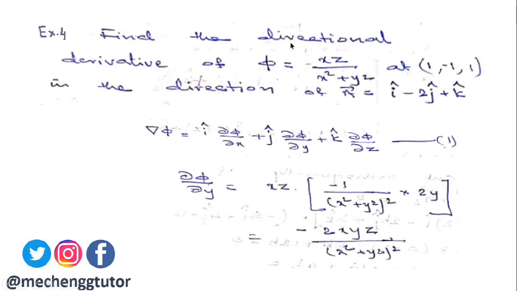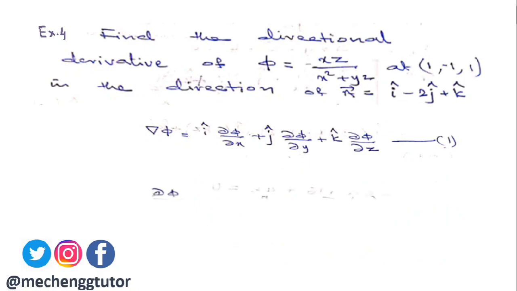So ∂φ/∂y is xz, which is constant, keep it as it is. Then into the reciprocal function, that means 1 upon x square plus y square. Its derivative will be minus 1 upon (x square plus y square) the whole square into the derivative of the inside quantity with respect to y only, that is 2y. So finally it will be minus 2xyz upon (x square plus y square) the whole square. Here you could also apply the u by v formula, then also you will get the same result.